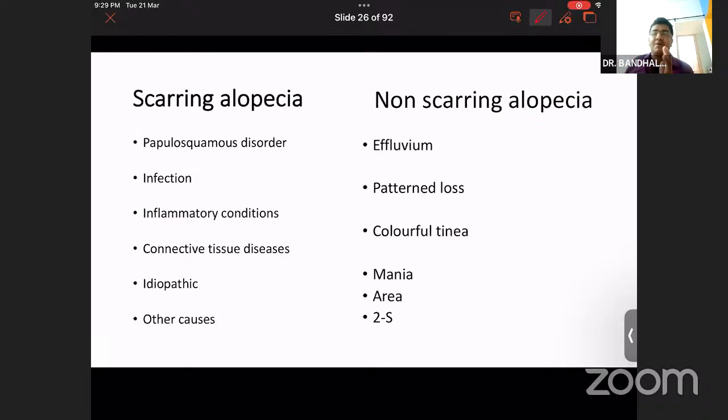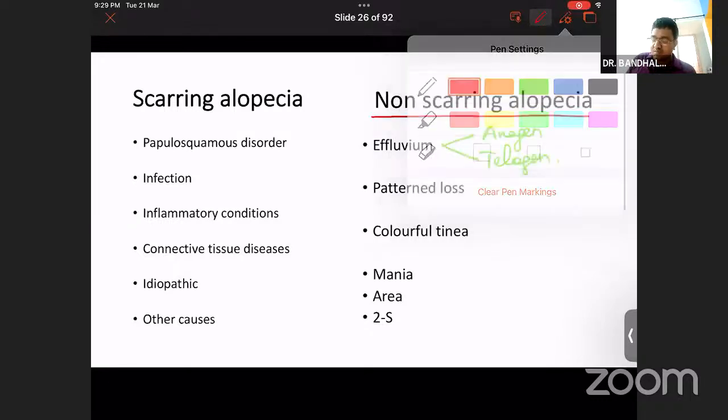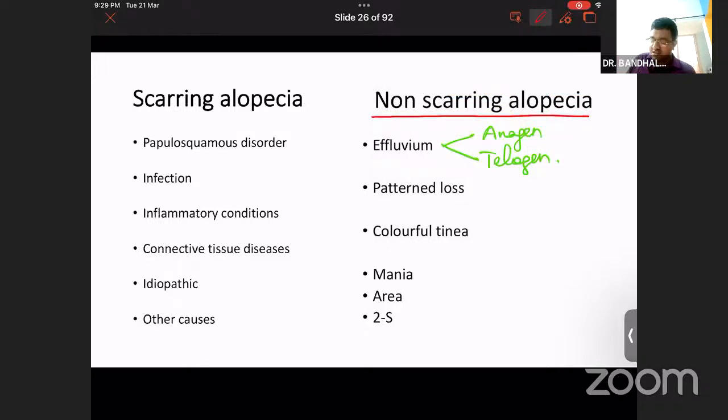If you want to remember properly what are the scarring and non-scarring alopecias, I will tell you an easy way. First, we will start with non-scarring alopecias. Both effluvia are non-scarring. What are the effluvia? We know anagen and telogen, right? Both patterned hair losses are non-scarring. What are the pattern hair losses? Male pattern hair loss, which is known as AGA, androgenetic alopecia, and female pattern hair loss, FPHL, are non-scarring.